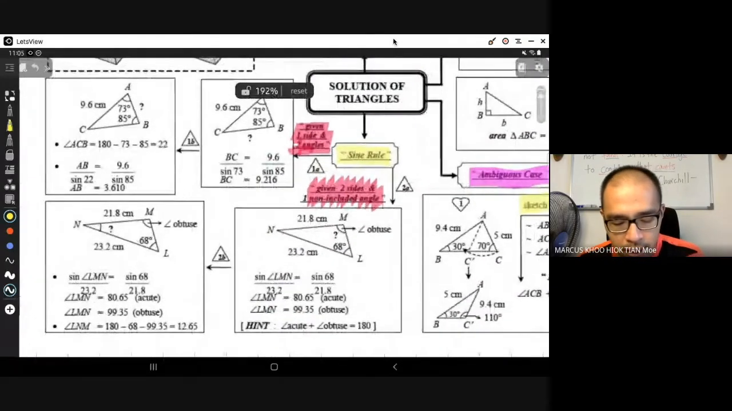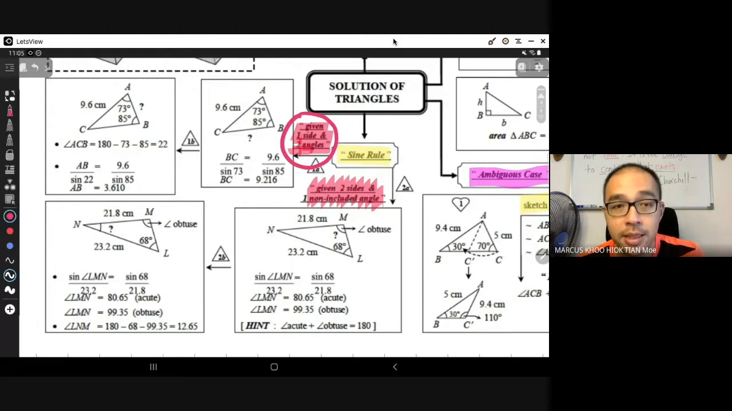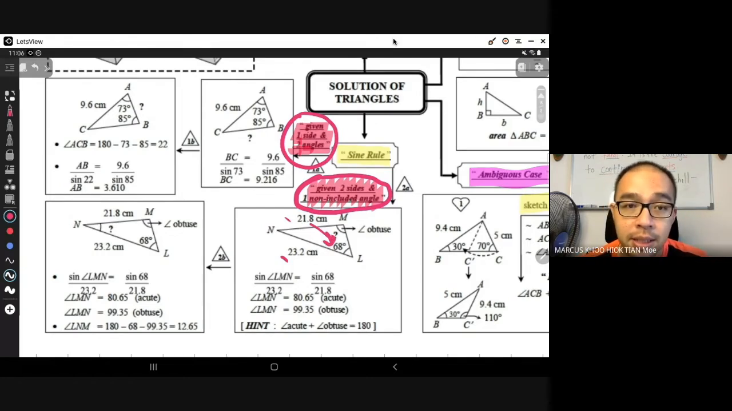We use the sine formula in these two situations. When I give you one side and two angles, like this, or I give you two sides and the angle is on the other side of one. For example, I give you these two sides, and this side and this angle are connected. So in these two situations, the best rule to use would be the sine rule.